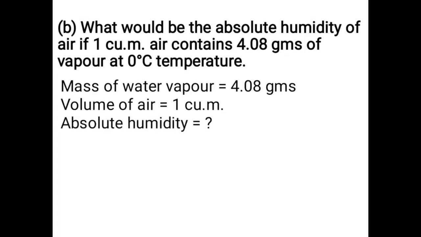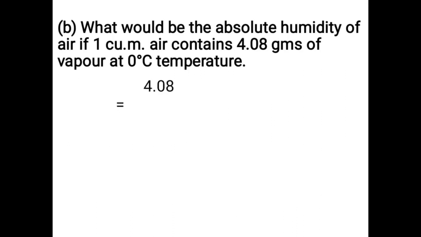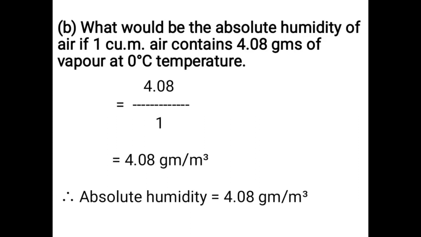To find absolute humidity, they are giving mass and volume. The unit of mass is grams. The unit of volume is cubic meter or cubic centimeter. The formula of absolute humidity is equal to mass of water vapor upon volume of air, that is equal to 4.08 upon 1, which is equal to 4.08 gram per cubic meter. Therefore, absolute humidity is equal to 4.08 gram per cubic meter.